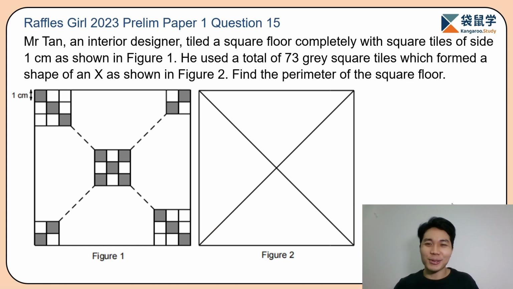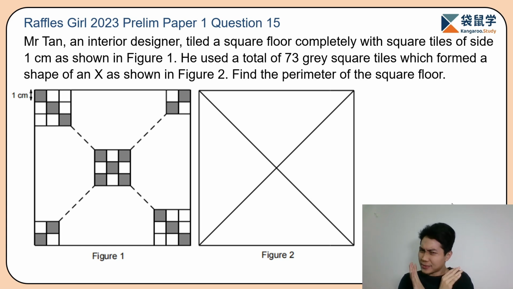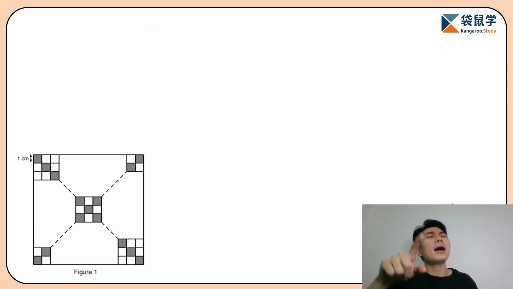Now let's go back to the question. Mr. Tan has 73 tiles. First, we want to start small and find the pattern. How to put the tiles in the shape of an X? Let's start off from the very first one. I have the figure over here. Figure 1, what will it look like?